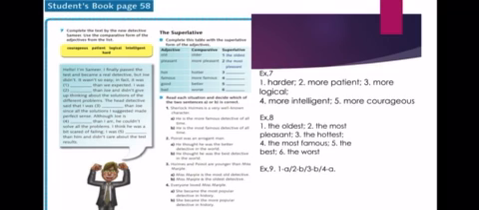Okay, let's move to number 4. Although Joe is than I am, he couldn't solve all the problems. Number 4, excellent. It's more intelligent. Number 4, more intelligent.